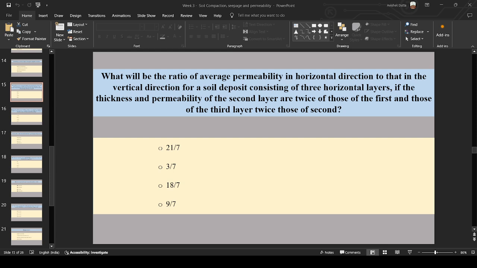I'll repeat the question. What will be the ratio of average permeability in horizontal direction to that in the vertical direction for a soil deposit consisting of three horizontal layers if the thickness and permeability of the second layer are twice of those of the first and those of the third layer twice those of second? The options are 21 by 7, 3 by 7, 18 by 7, and 9 by 7. Okay, I'll go to the next question now.